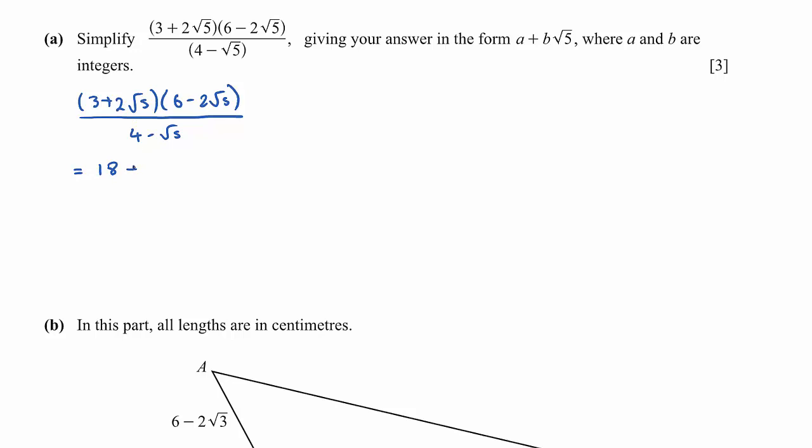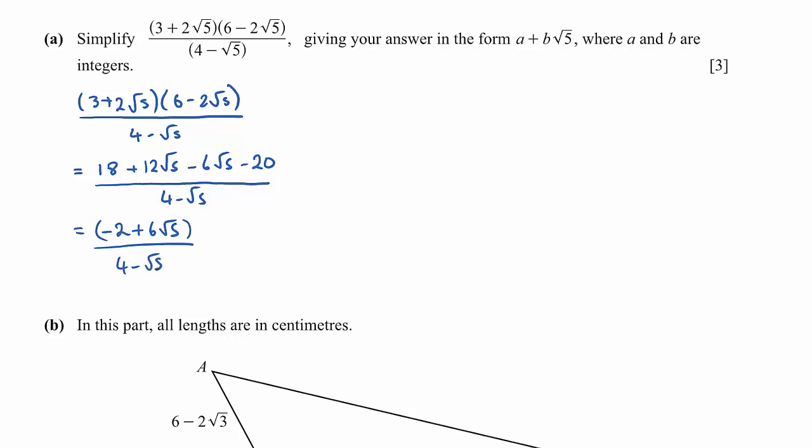I'm going to get 12 root 5s, and then I'm going to get take away 6 root 5s, and finally we'll get take away 4 times 5, so take away 20. Remember, root 5 times root 5 is 5. So that's over 4 take away root 5. So the top actually gives me negative 2 plus 6 root 5. And that's over the 4 take away root 5.